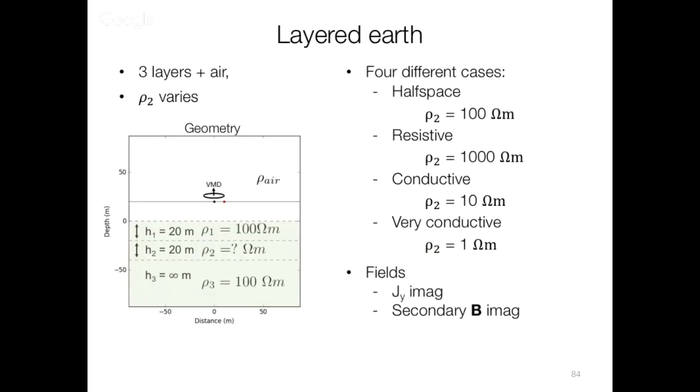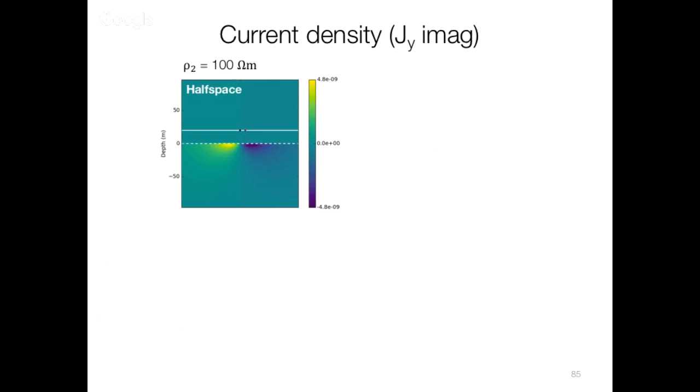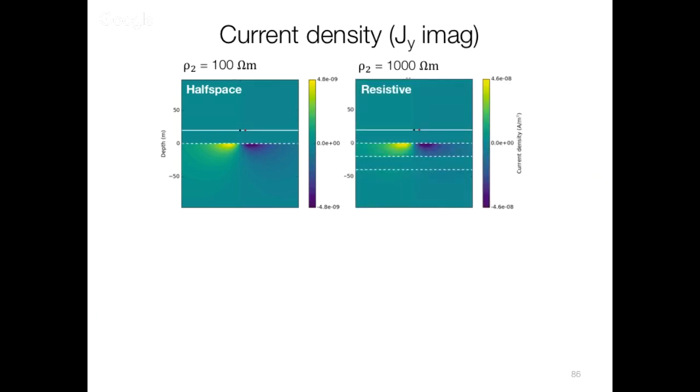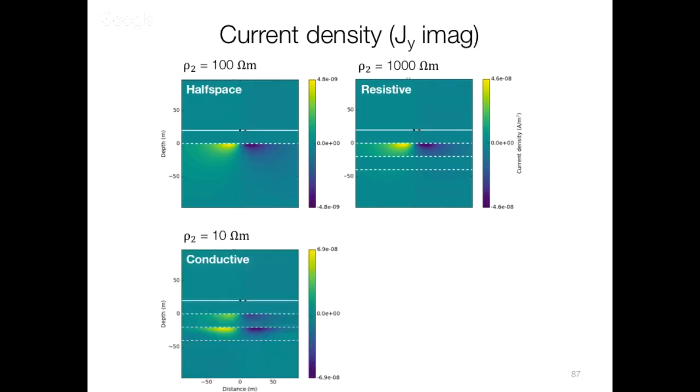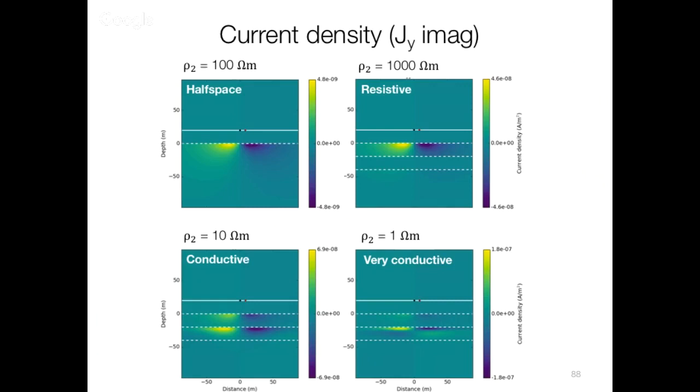So let's go back to our four-layer, for example, or multiple layers. Let's look at a resistive layer and then a conductive layer. So that's what we have with just a half space. And if we put a resistive layer in, not much is going to happen. With a conductive layer, 10 ohms, you see something there and in the top. And if it's very conductive, you basically just see it in here.